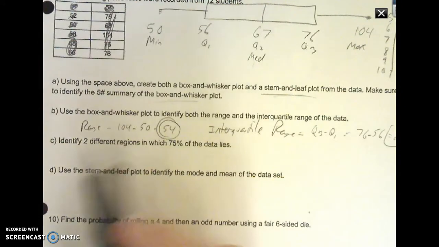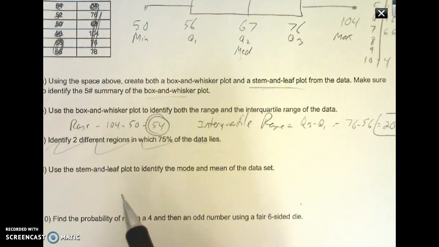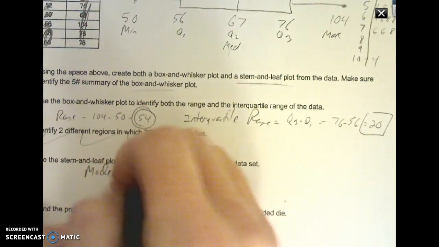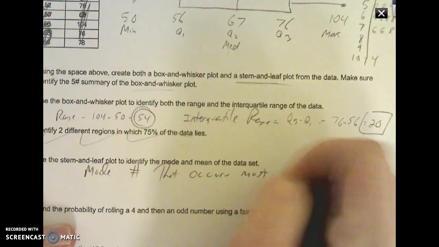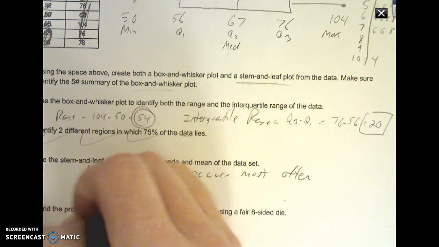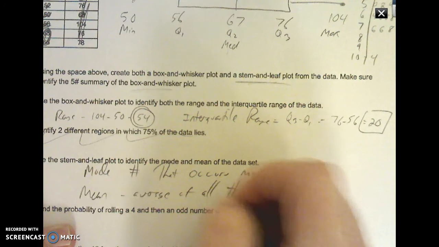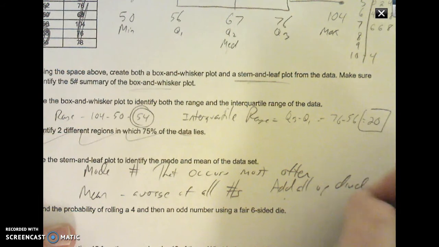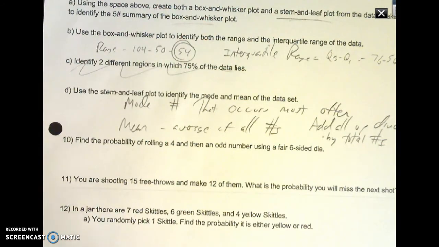That's all. I'm going to skip C for right now. Come down here to part D. Use the stem and leaf plot to identify the mode and the mean. Alright guys, mode, just want to go over the vocab with you. Mode is the number that occurs most often. And mean is the average of all numbers. So you add them all up, divide by total numbers. Okay? Cool.